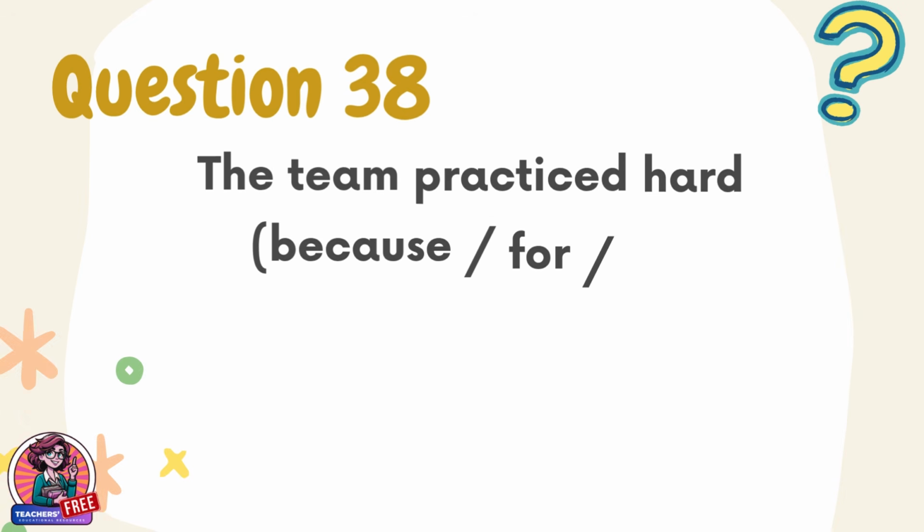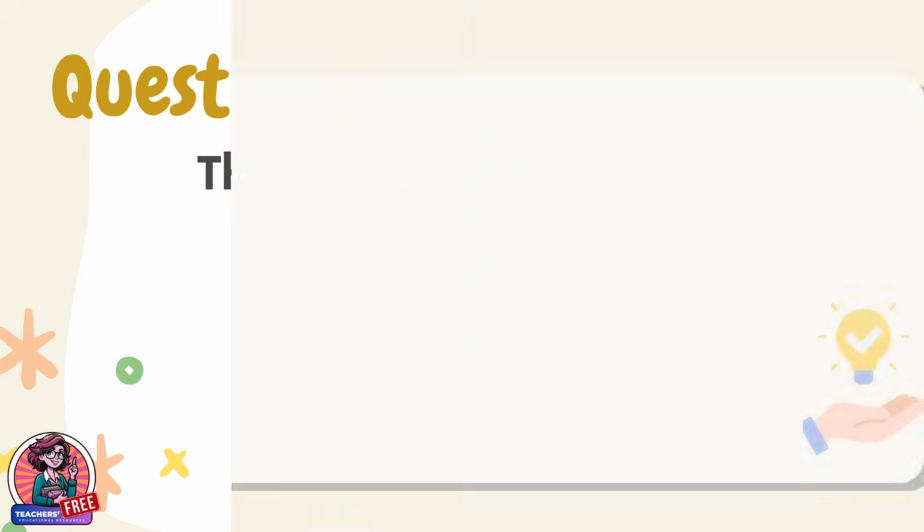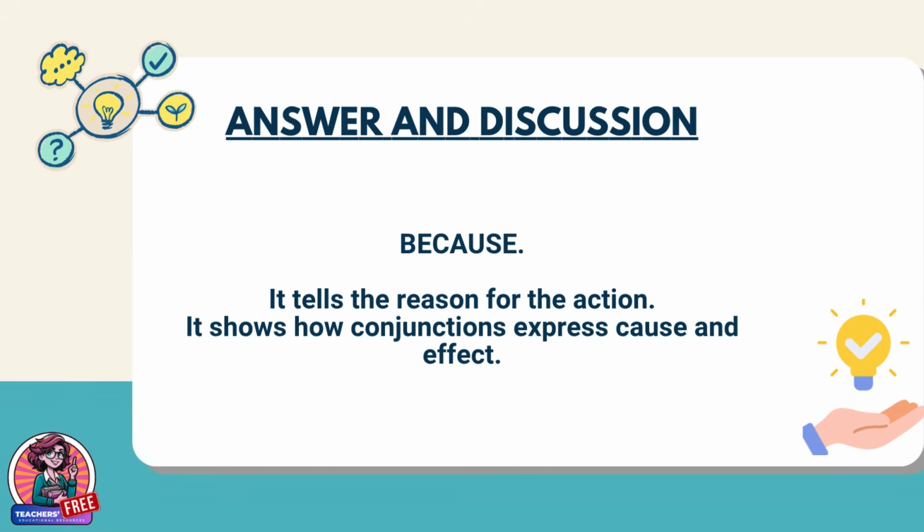Question 38. The team practiced hard because, for, so they wanted to win. Which is correct? Answer: because. It tells the reason for the action. It shows how conjunctions express cause and effect.